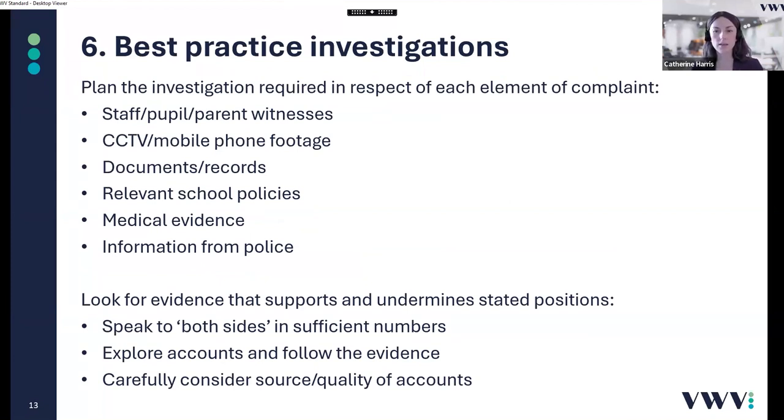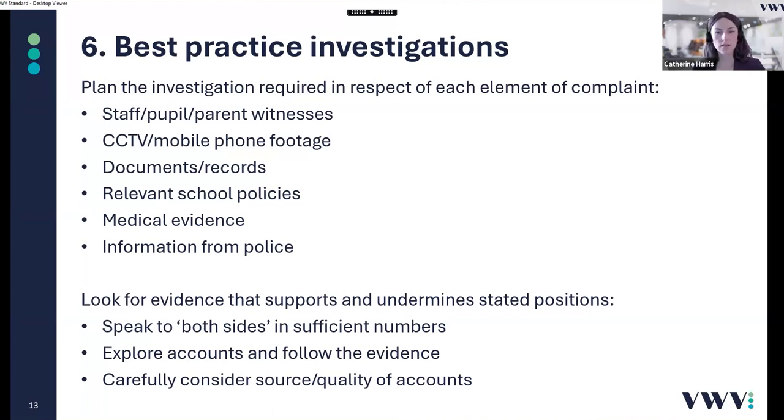And as I said, the investigator will be looking at the relevant evidence so that they can make findings of fact on the balance of probabilities. And balance of probabilities means, is it more than 50% likely than not that something happened? So for example, if the evidence shows that it's more than 50% likely than not that a pupil hit another pupil, then the finding of fact is that that did happen.